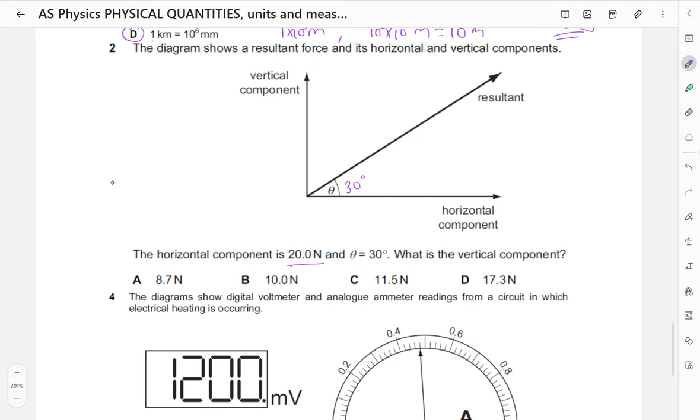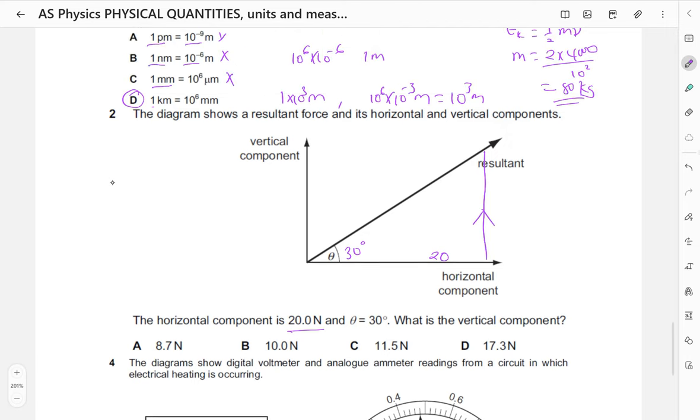So this one is 20, and we want to find the vertical component. So the vertical is the opposite. You can simply say, cos, this is adjacent, and this is opposite. I think that is tan, opposite over adjacent.